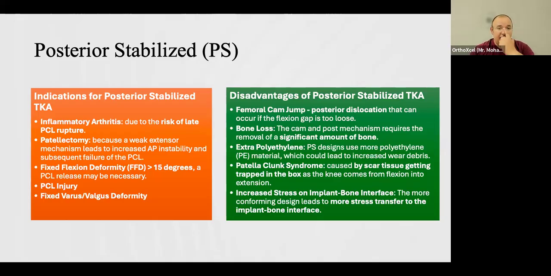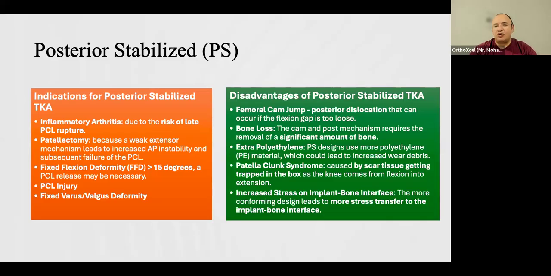And if I get a lot posteriorly, one main structure for posterior release will be PCL. And once I lose my PCL, I need a PS knee. Definitely, if the patient has a PCL injury or a fixed varus and valgus deformity, which is aggressive, it needs a lot of release. What's the problem with PCL?